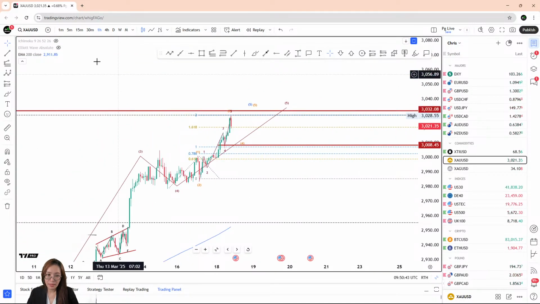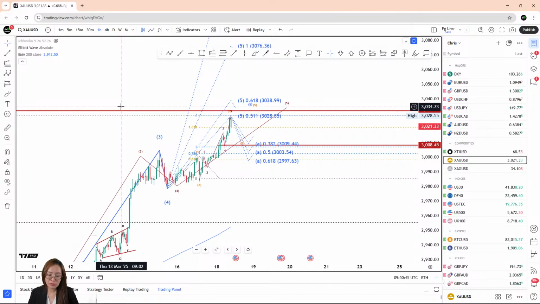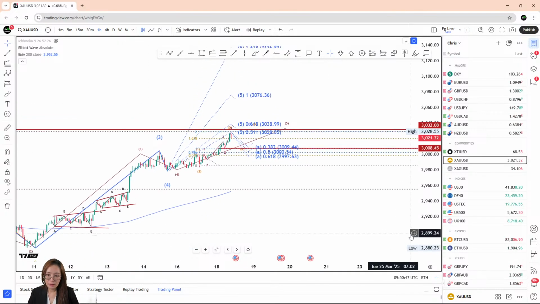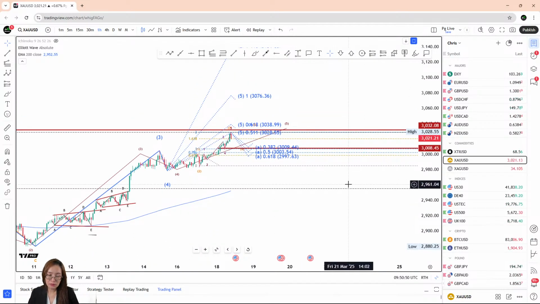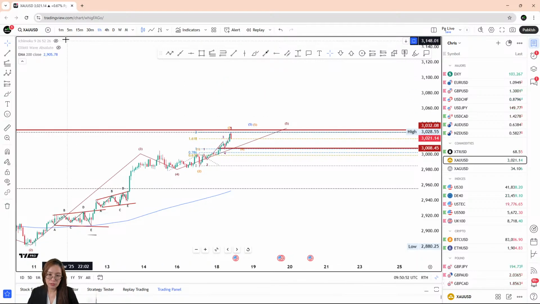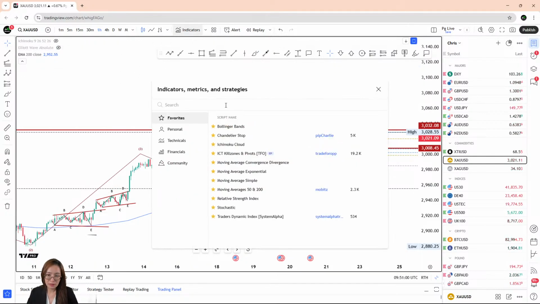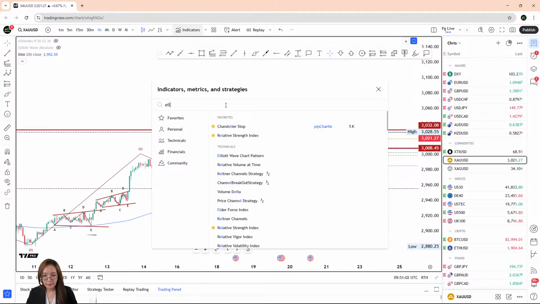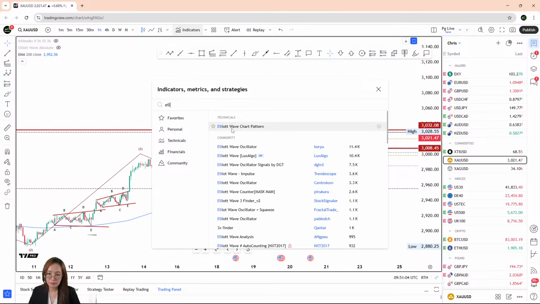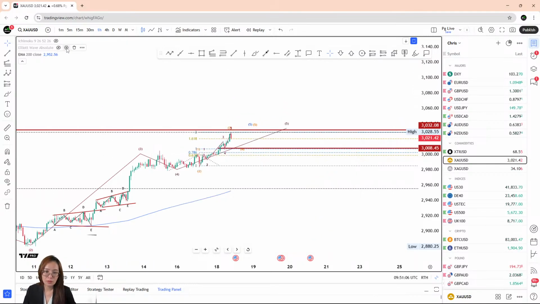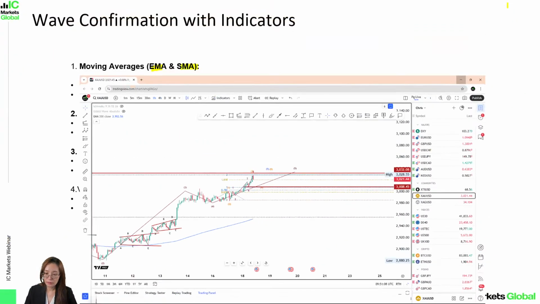You can use the Elliott wave tool as well here, but I personally don't use it. Just count yourself. If you don't know how to use it, you can find it from the indicator, then just search for Elliott wave chart pattern, if you want to. All right, and we continue.